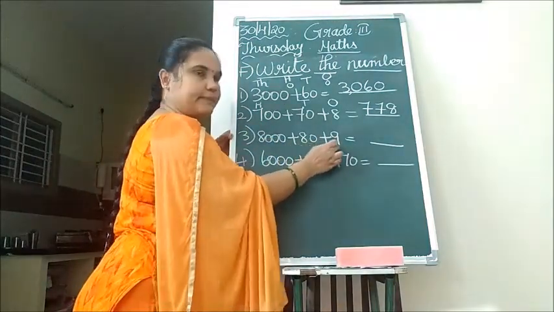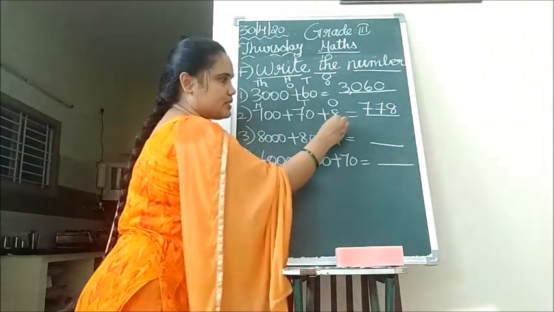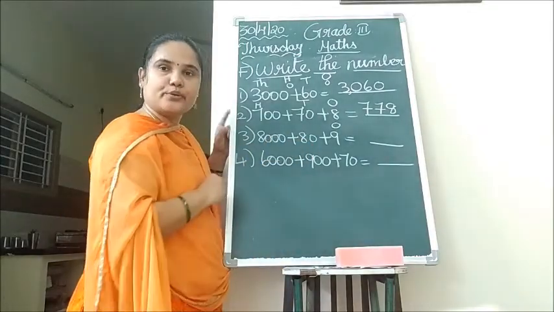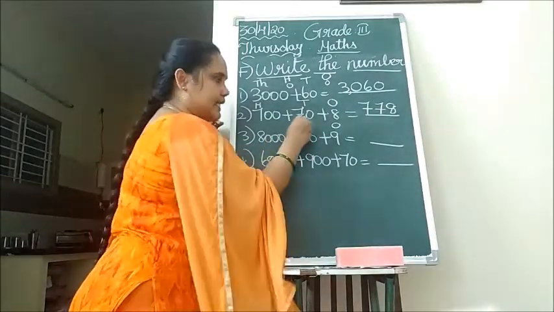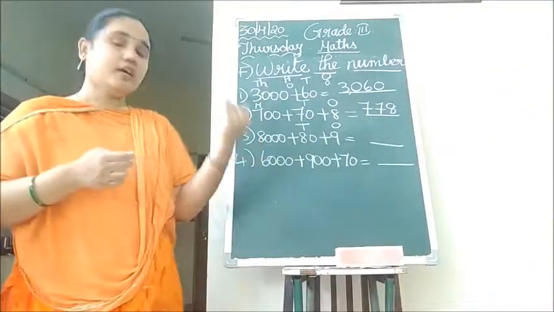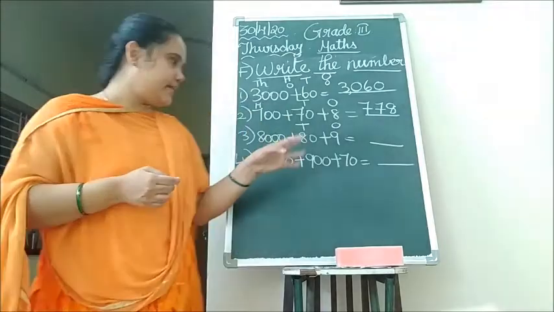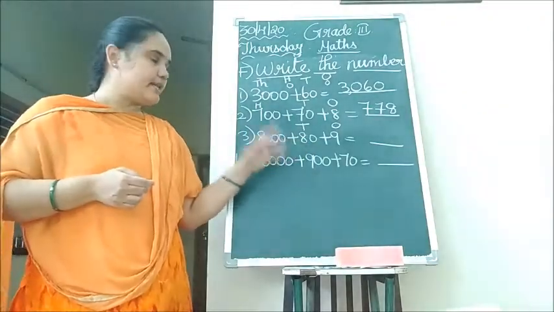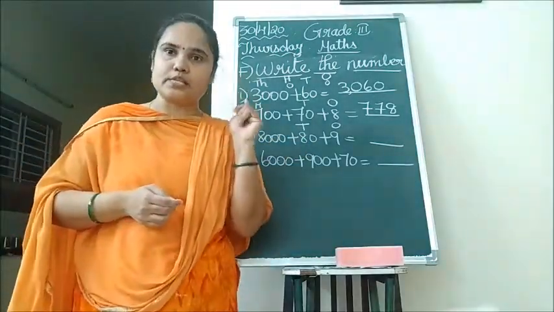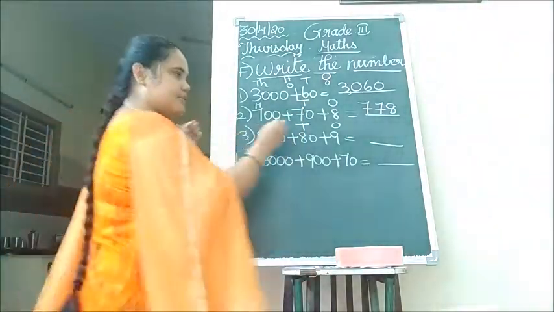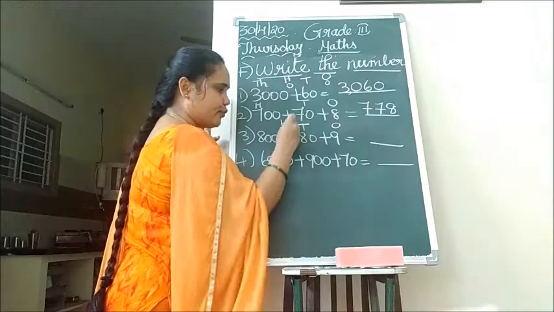See the next one. 8000 plus 80 plus 9. 9 is a single digit number. So which place? Ones place. 80. Two digit number. Two digit number means which place? Tens place. Ones, tens, next, children, hundreds. Hundreds place means three digit number. Here see, children, after tens place they gave a four digit number, thousands place. Hundreds place is not given. So what do we write in the hundreds place? 0.